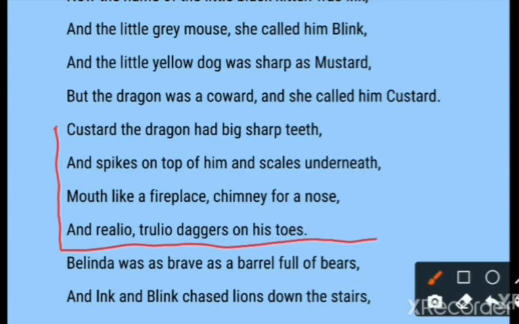Custard the dragon had big sharp teeth and spikes on the top of him and scales underneath. Mouth like a fireplace, chimney for a nose, and ricky tickety daggers on his toes.